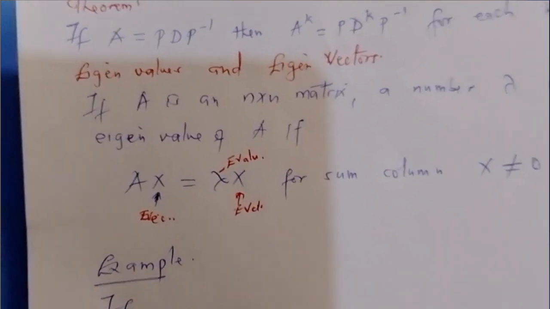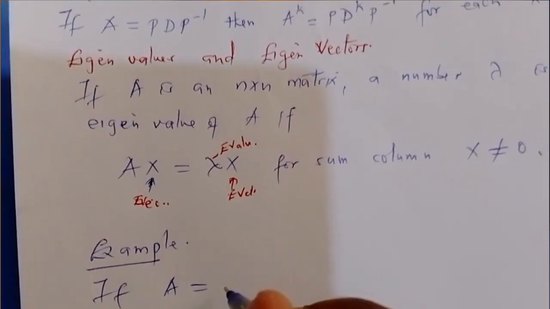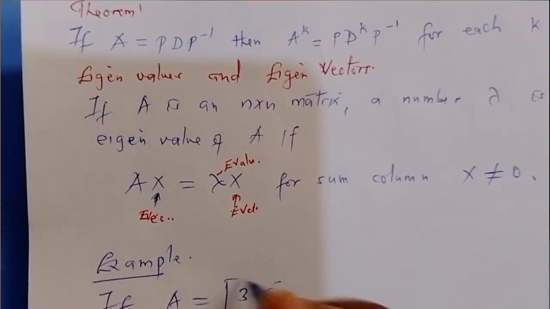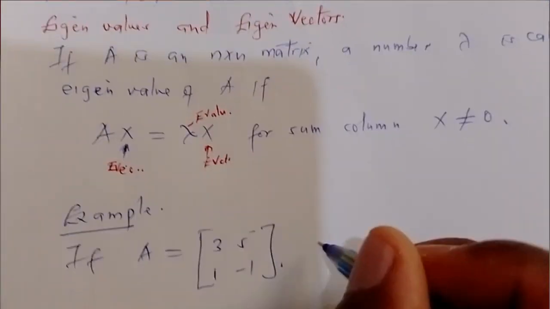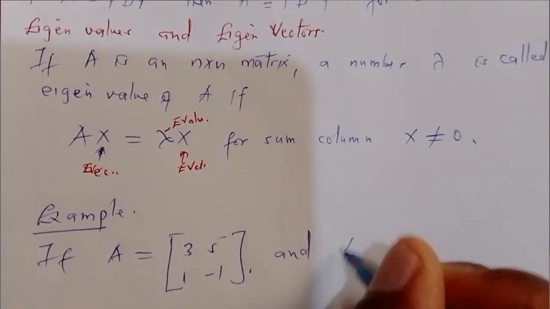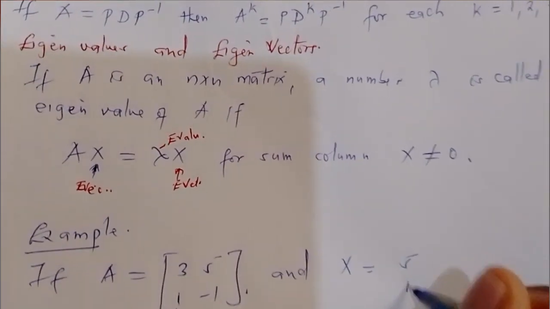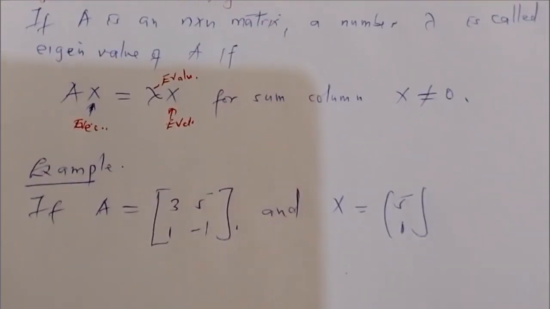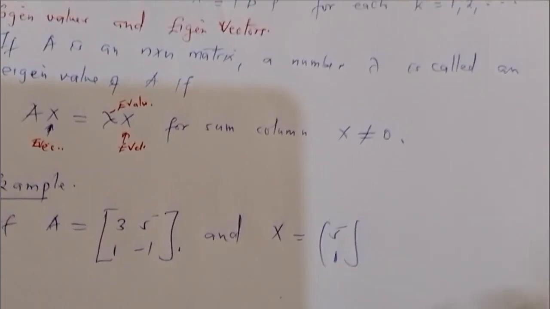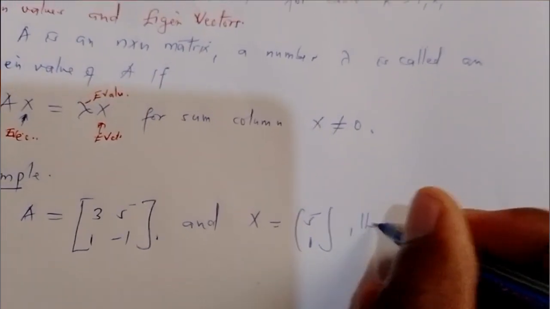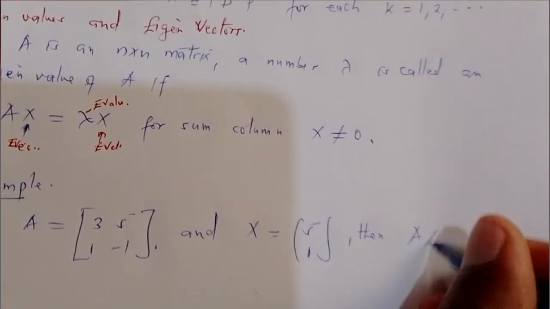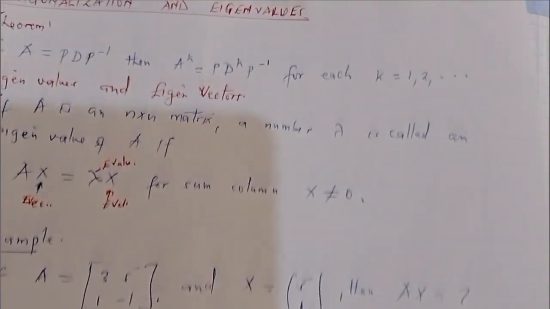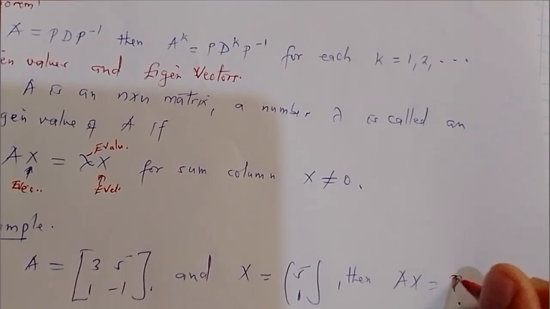If A is equal to 3, 5, 1, -1, A is a matrix, and x is equal to 5, 1. These are column matrices; A is a 2 by 2 matrix. Then Ax is equal to what? Let's find Ax.